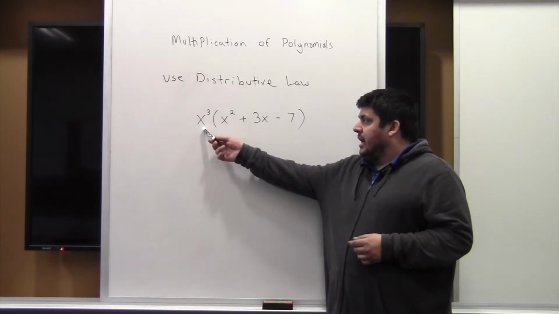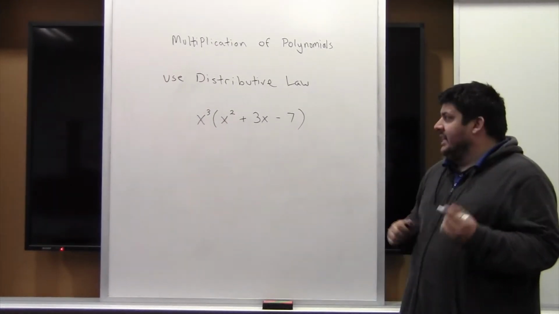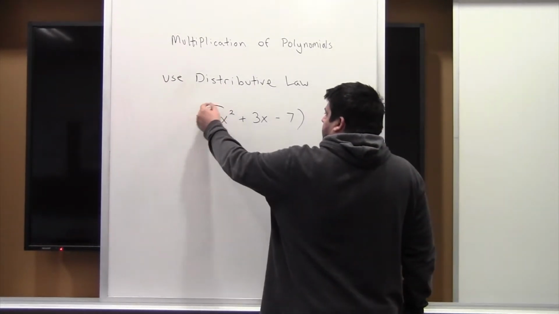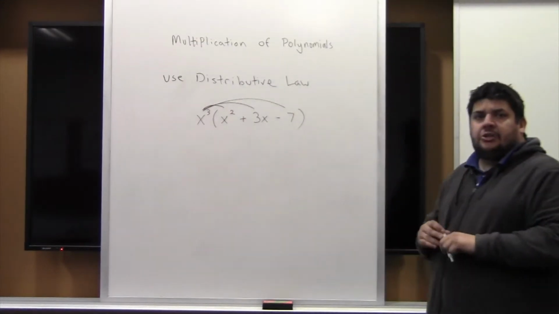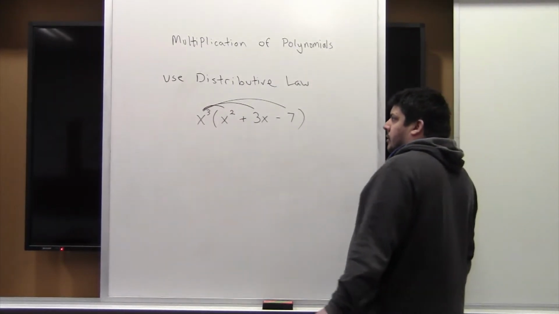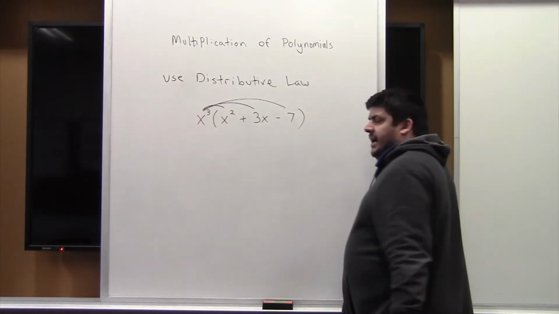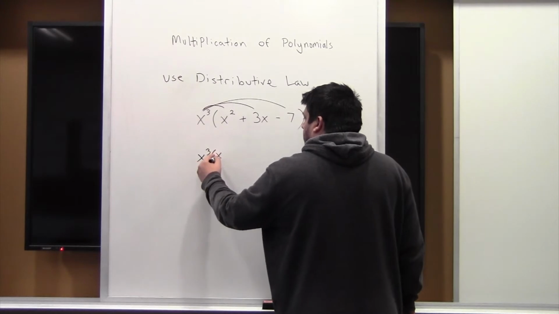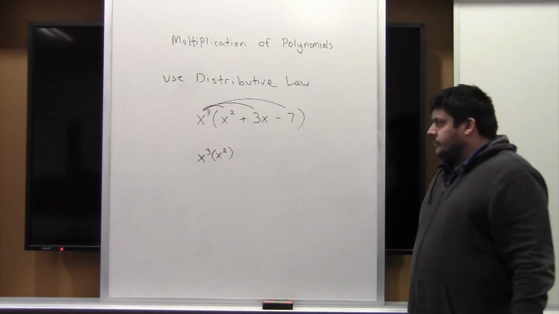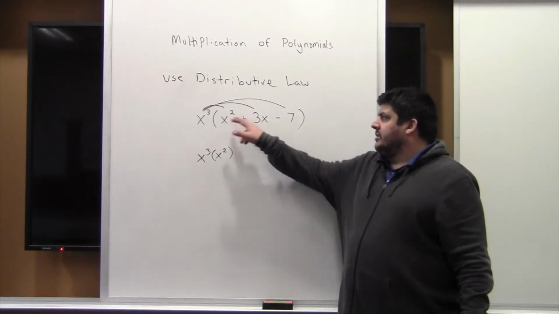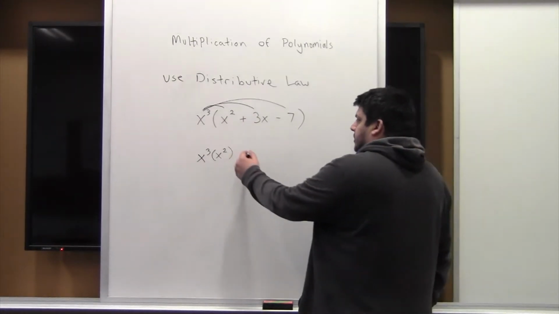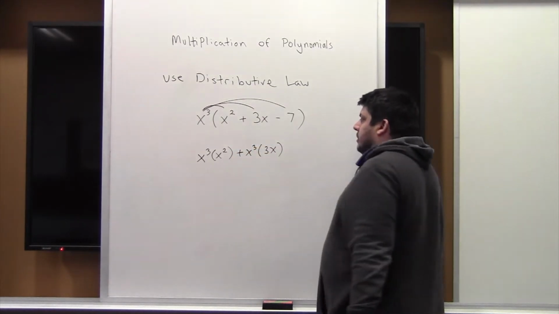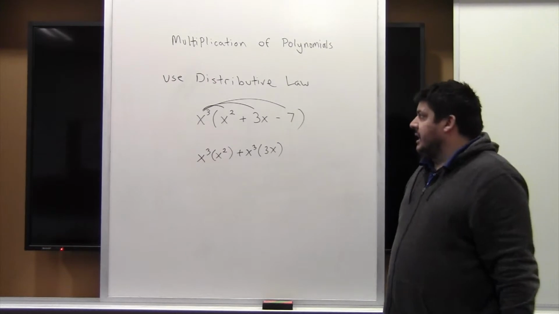And what we have here is a monomial times another polynomial. In this particular case, we have a monomial times a polynomial. We need to distribute this in to each of the terms. Now, x cubed times x squared is the first one. Then we have a positive 3x times x cubed. And we have a negative 7 times x cubed.